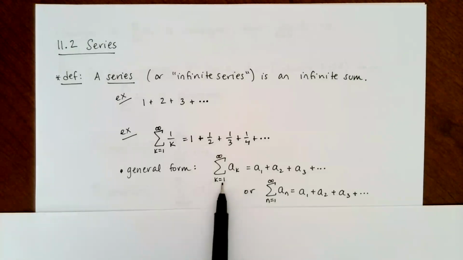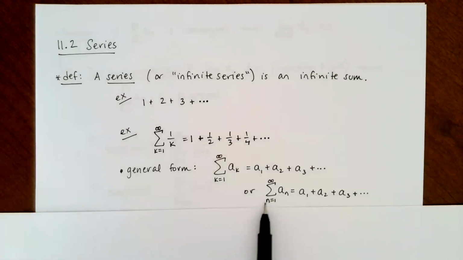I'm going to try to stick to k when it's a series and n when it's a sequence, because they're hard enough to keep track of. But technically, any letter can play this role here. So if we switch the indexing to n instead, we have a n next to the sigma, but it still creates the exact same sum of numbers.